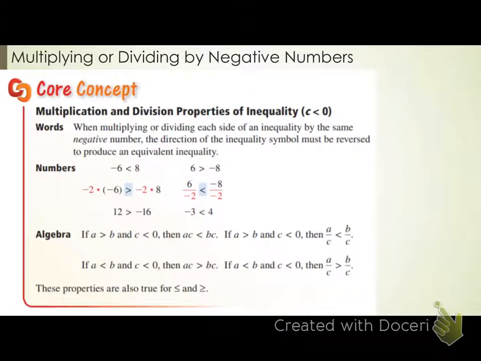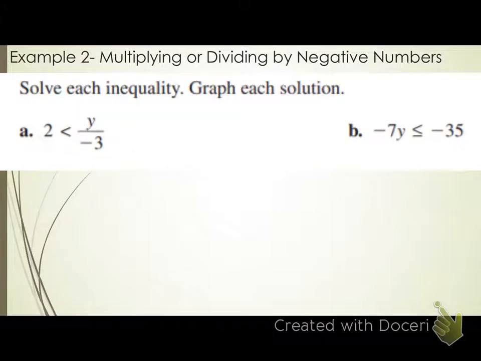So this is just telling me that if I had to multiply or divide both sides by a negative, I've got to flip the symbol. When multiplying or dividing each side of an inequality by the same negative number, the direction of the inequality symbol must be reversed. So that's us flipping it to produce an equivalent inequality. Okay? So let's look at these examples.